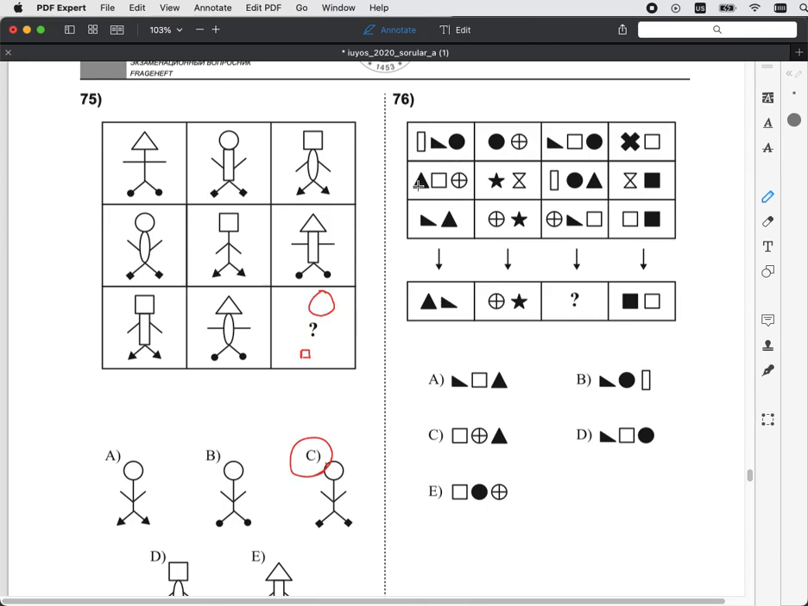76. Okay, there are two same things, then we will rewrite it. There are two things, right? So here, two same things, then we write it. Okay, then there are two black circles, two squares, and two right triangles. The answer is D.